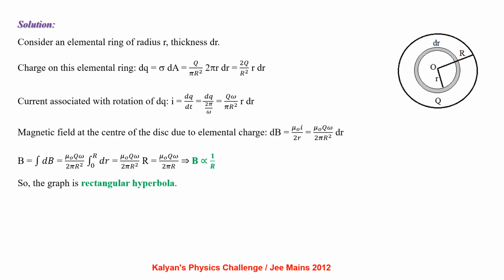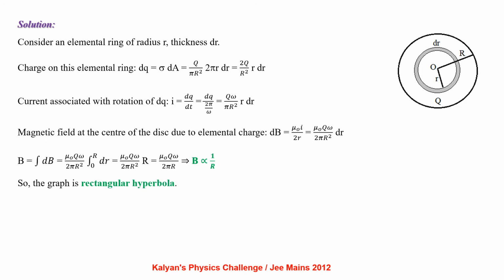Consider an elemental ring of radius r, thickness dr. Charge on this elemental ring dq equal to sigma dA, that is q by pi R square into 2 pi r dr, which comes out to be 2q by R square into r dr. Current associated with the rotation of this dq, I equal to dq by dt, which comes out to be q omega by pi R square into r dr.